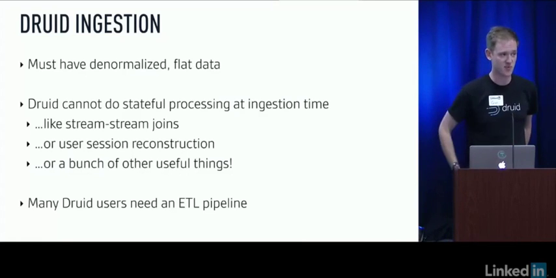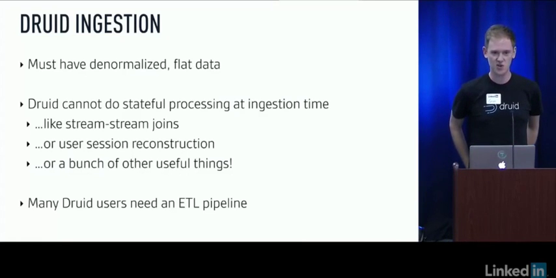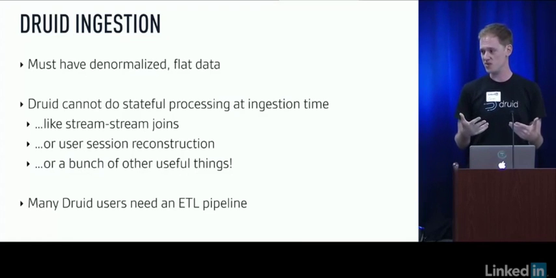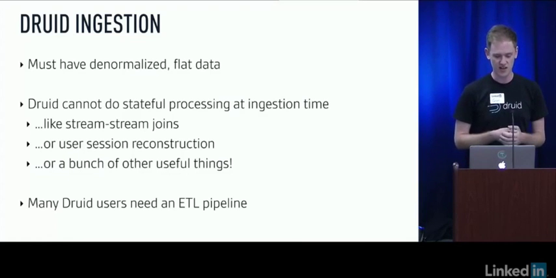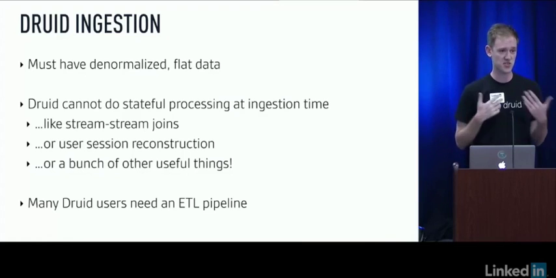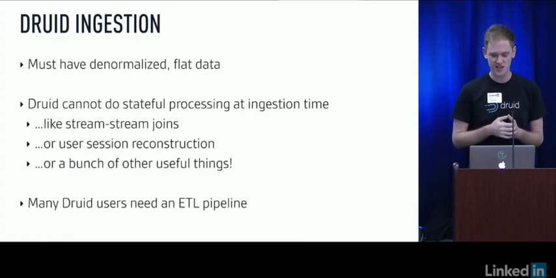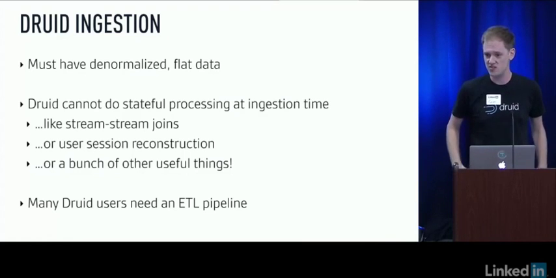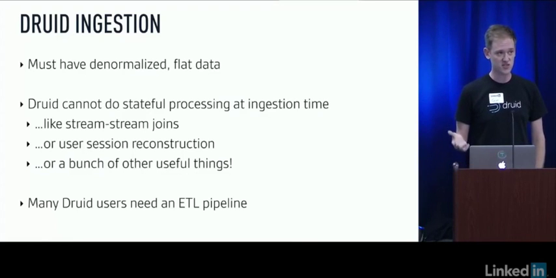It cannot do any stateful processing at ingestion time. So one thing a lot of people want to do is stream joins, and we actually want to do this in the ad tech world. Some people want to do user session reconstruction for web analytics. There's a lot of other useful things that require state, and Druid can't do them. So many users of Druid need an ETL pipeline.